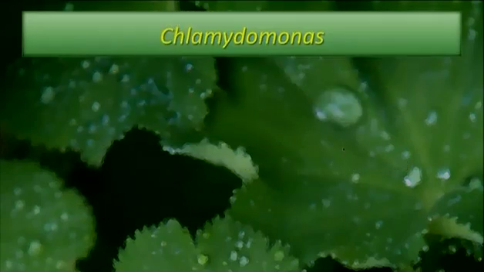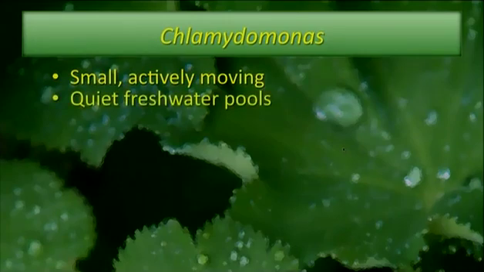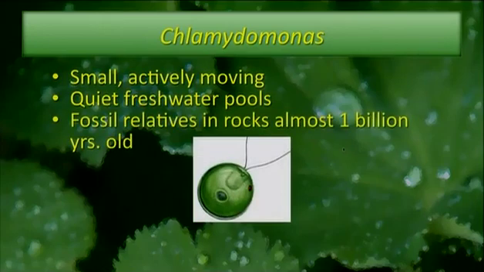Now, Chlamydomonas. This is a small, very actively moving, single-celled alga. It lives in quiet freshwater pools, and they have fossil relatives that have been found in rocks that are almost 1 billion years old. Here's a look at Chlamydomonas. Here's a cup-shaped chloroplast. Here's the nucleus, here's a red eye spot. Here are contractile vacuoles, here are the flagella that help it move. So it's unicellular.